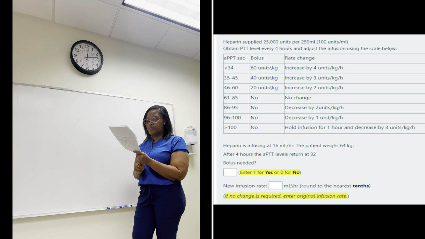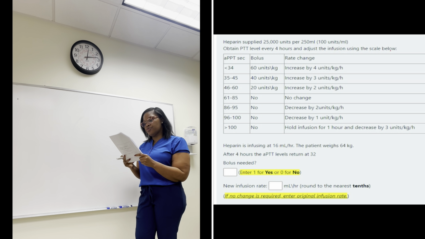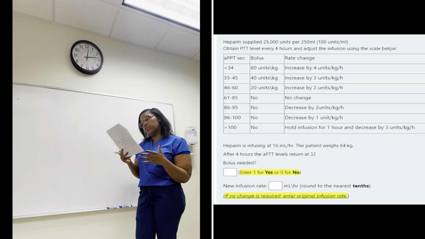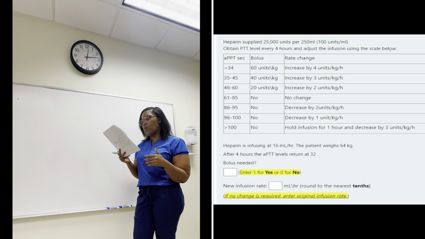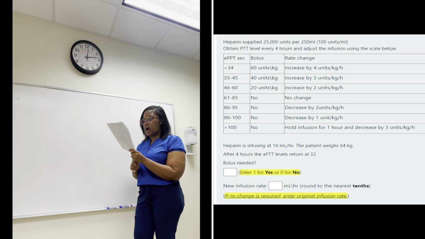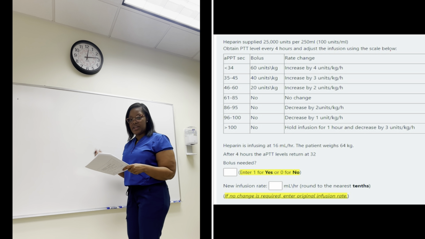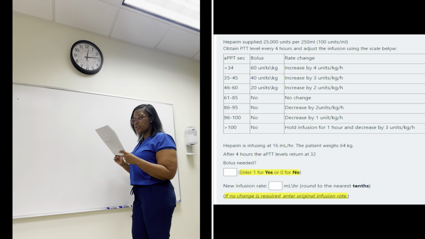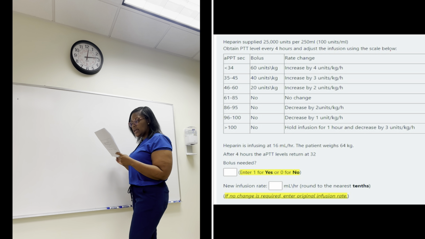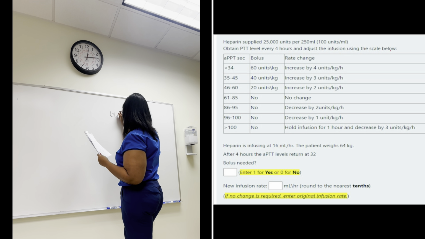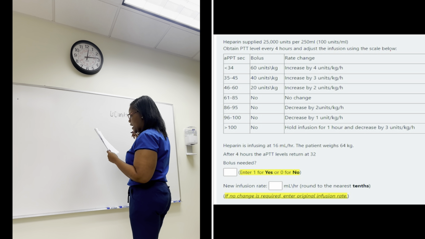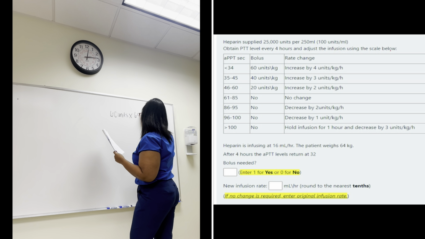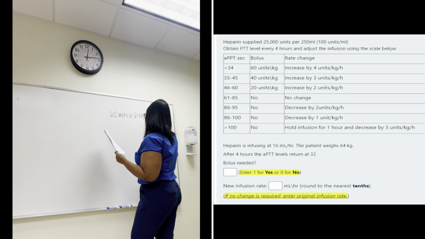All right, so the patient's PTT is 32. So we're going to go to the chart, and we're going to look for 32 and see what it says. It says if it's less than 34, then you're going to bolus the patient with 60 units per kg. We already have the patient's weight in kg, so we don't have to convert. So all we have to do in order to get our bolus is take the 60 units and multiply it by the 64 kgs, and that will be your answer.